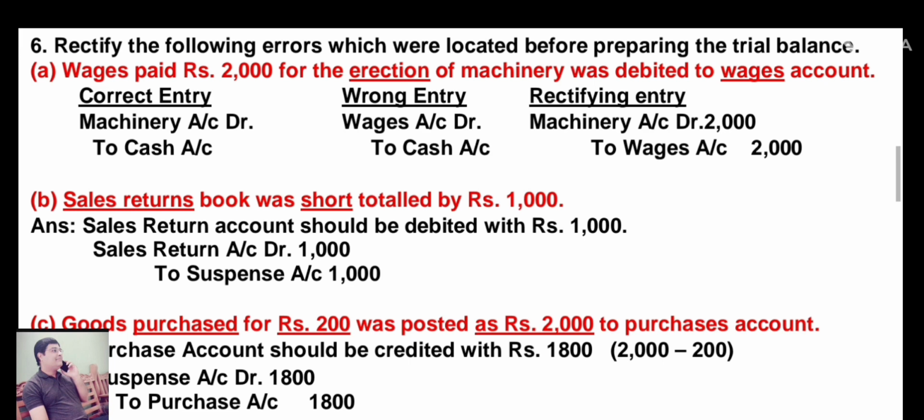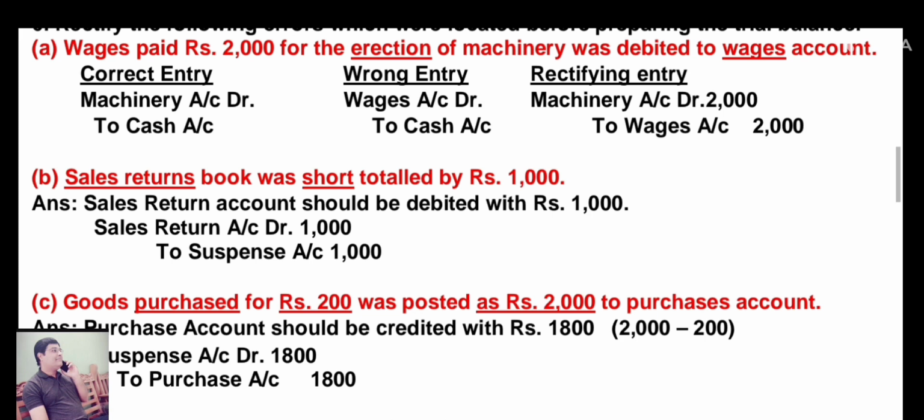So first you have to write the correct entry in the rectifying entry. Machinery account debit 2000. See the rectify entry. Machinery account debit 2000. Now see the wrong entry. Wages account debit. So if we want to rectify, we have to write on the opposite side, credit. Now see the rectifying entry: to wages account 2000. So now it has been rectified. If the wrong entry is written on the debit side, you have to write in the rectifying entry the opposite side, the credit side. Okay. Next one.